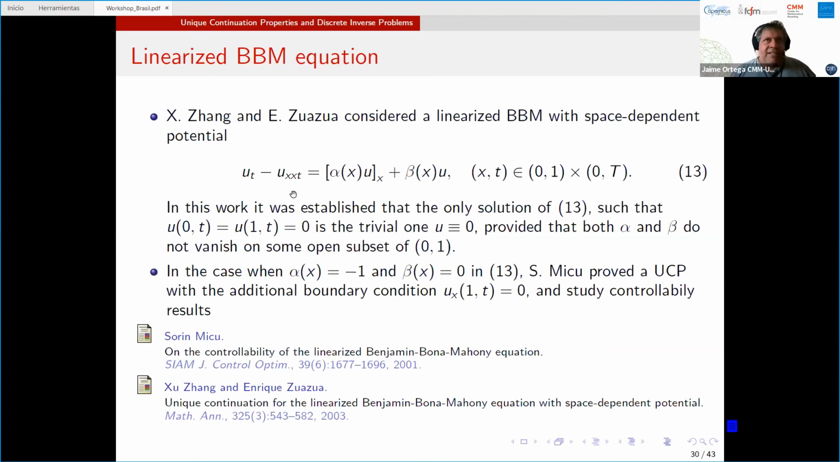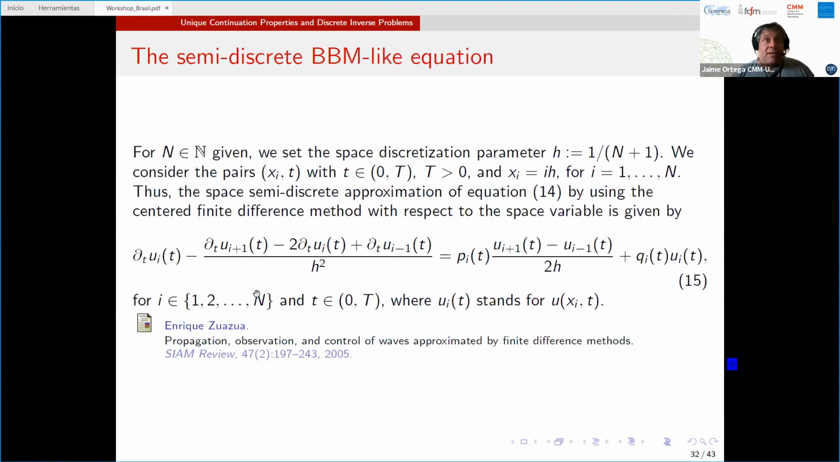The answer is yes, it's possible, but we need to prove it. We can rewrite the equation in a discrete way, and it's possible to obtain some Carleman estimate for this equation, but we need to pay a price: the parameter s, which appears here, has a strong relation with the size of the mesh. With these Carleman estimates, you can obtain some results of controllability and inverse problems also.